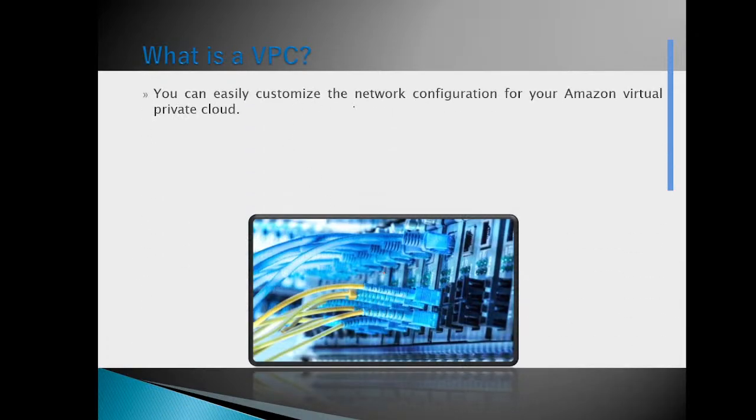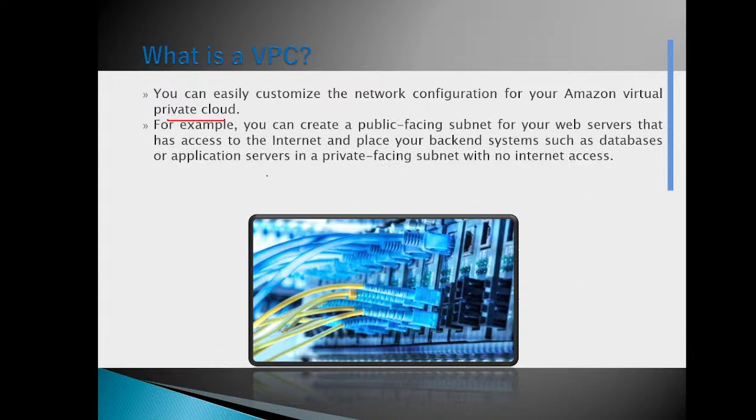You can easily customize the network configuration of an AWS virtual private cloud. For example, you can create a public facing subnet for your web app servers that has access to the internet, and place your backend systems such as database and application servers in a private facing subnet with no internet access. Now, what is meant by this line?